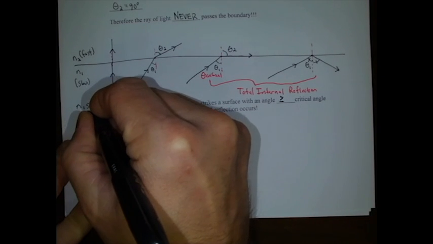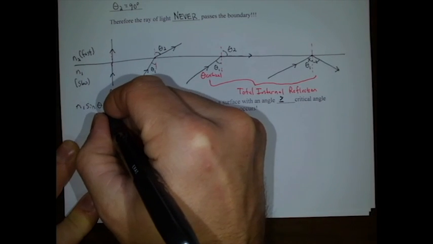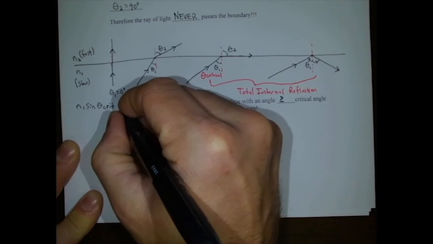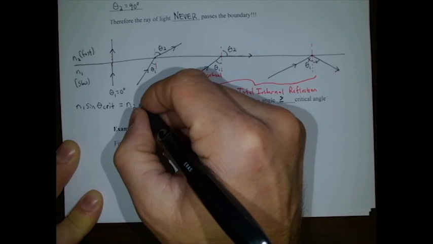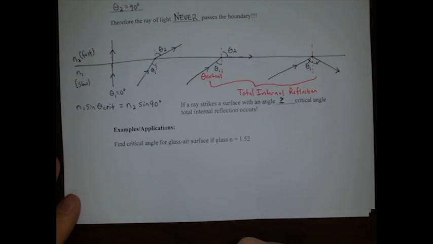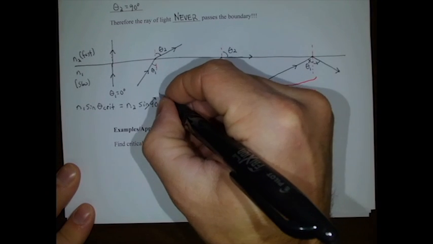So how do we know what the critical angle is for a set of materials? Well, let's apply Snell's law. We're going to have it strike at an angle. Let's say that my angle of incidence is the critical angle. We want to figure out what that is. And then that's equal to N2, and at the critical angle, the angle of refraction is 90 degrees. Now, the sine of 90 degrees is just 1.